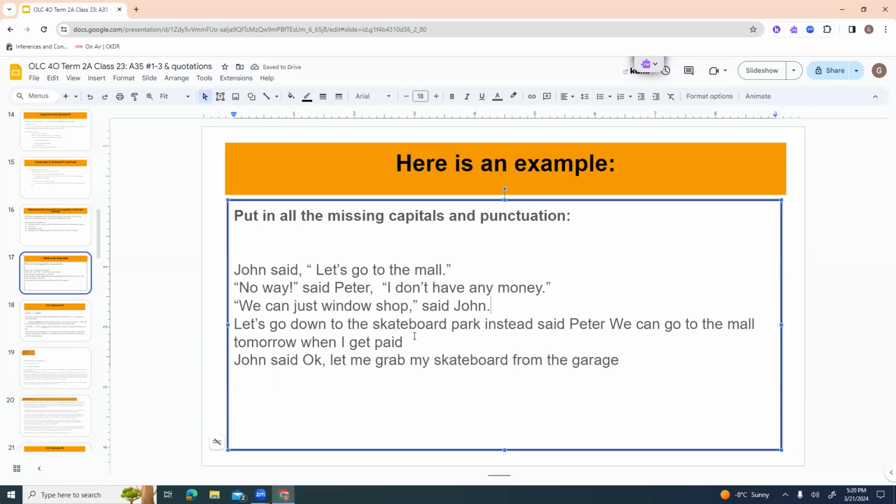Let's go down to the skateboard park instead, said Peter. We can go to the mall tomorrow when I get paid. So this whole part, let's go down to the skateboard park instead, that's Peter talking. So I'm going to put a quotation mark there. And here, he doesn't sound excited. He's not asking a question. So I'm just going to put a comma there.